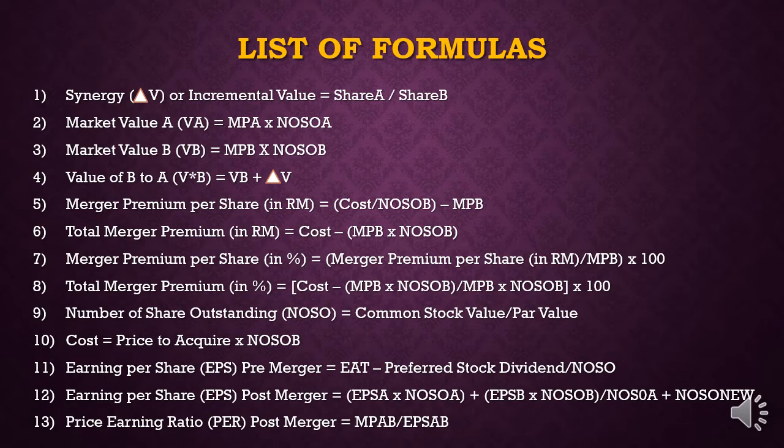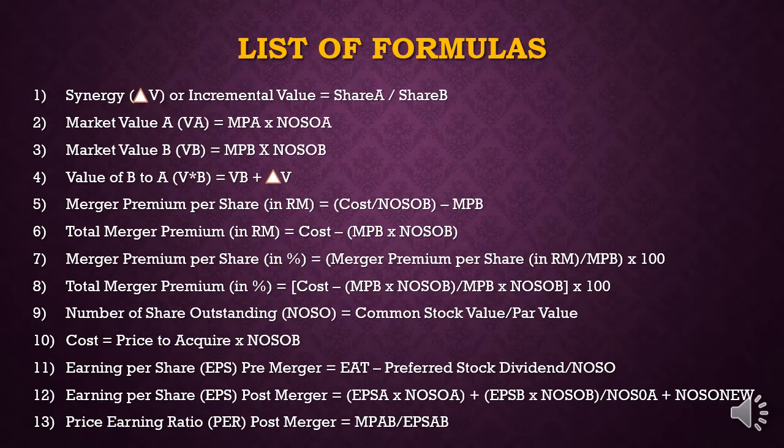And based on formula number 10, to calculate the cost of the merger, if there is no information regarding the cost of the merger in the equations, you need to calculate the cost of the merger itself. To calculate the cost, the formula is equal to price to acquire per share times the number of shares B, which is NOSO B.